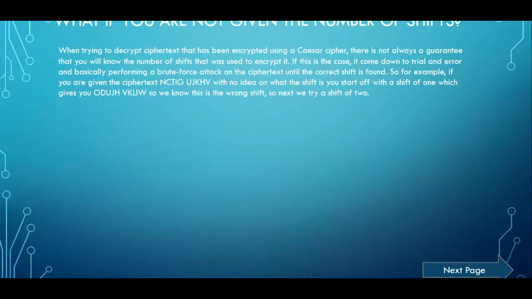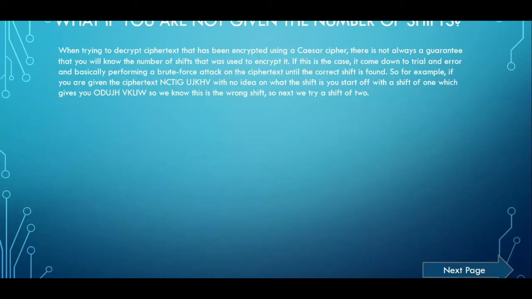So our example again here, if we have a ciphertext NCTIG UJKHB with no idea of what the shift is, not a clue, then what you need to do is obviously go through the motions, go one shift at a time. So the first one we tried was a right shift of 1, which ended up being ODUJH-VKLIW, which obviously, once again, is not a word, so that's wrong. Also tried a left shift of 1, that also doesn't work.